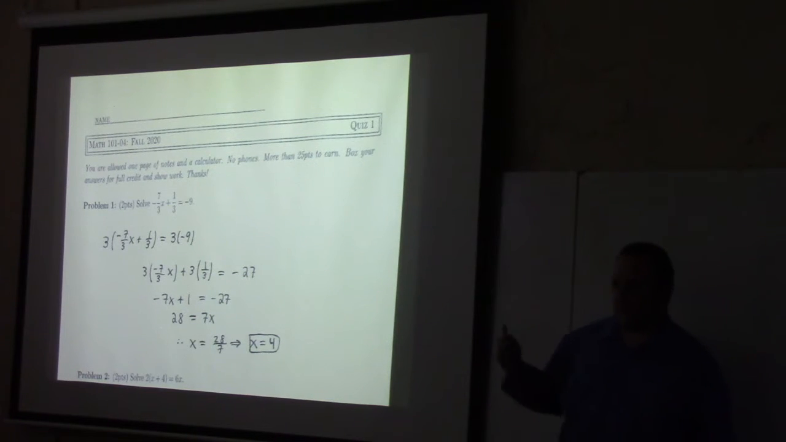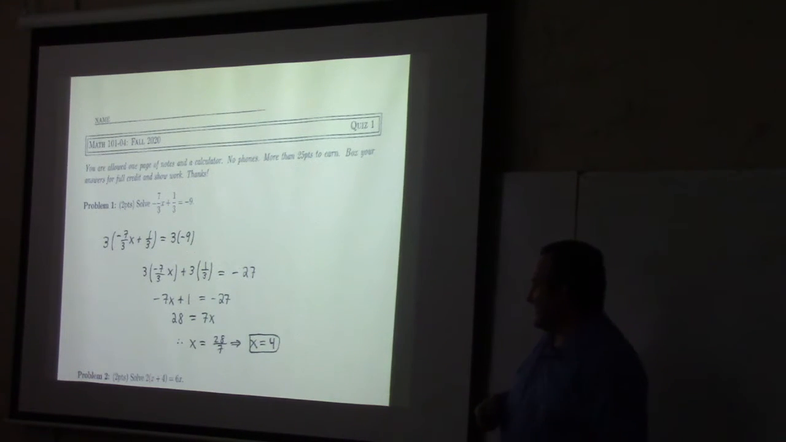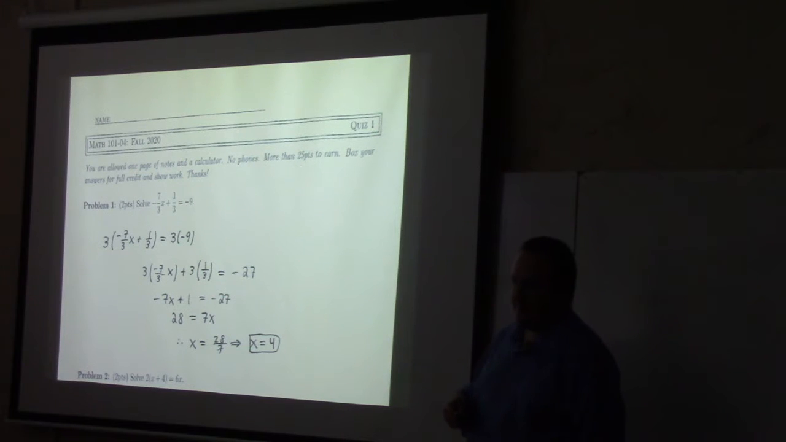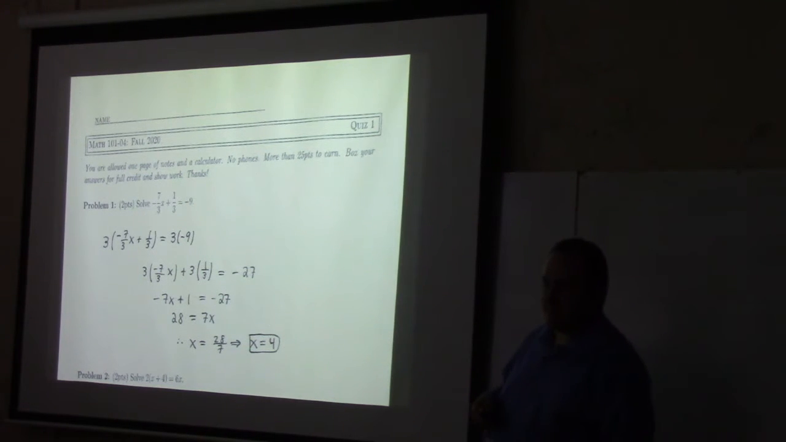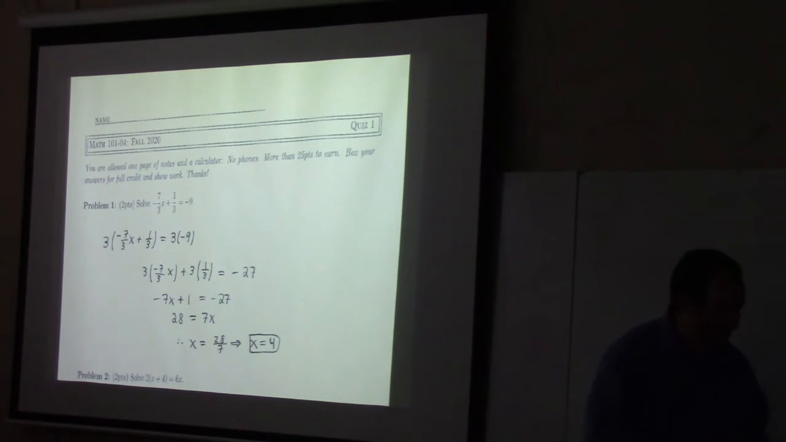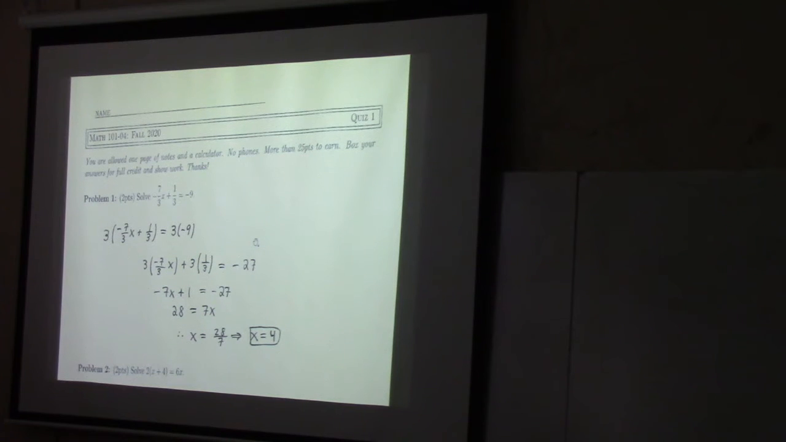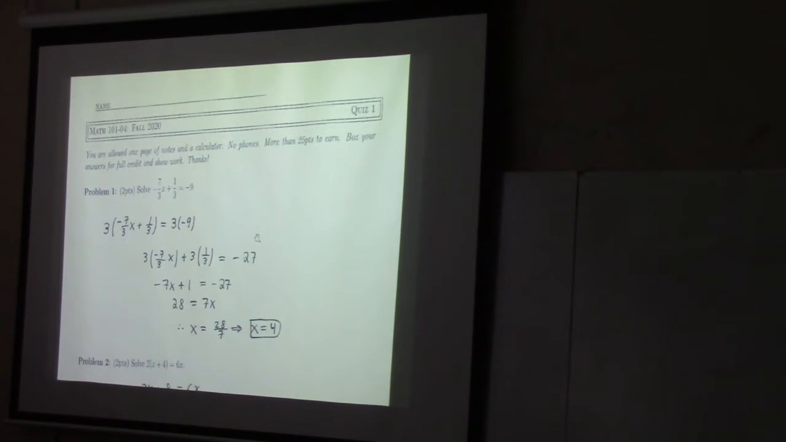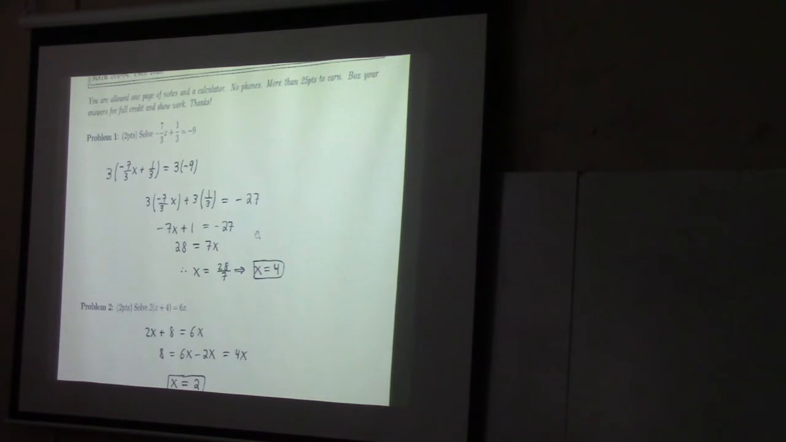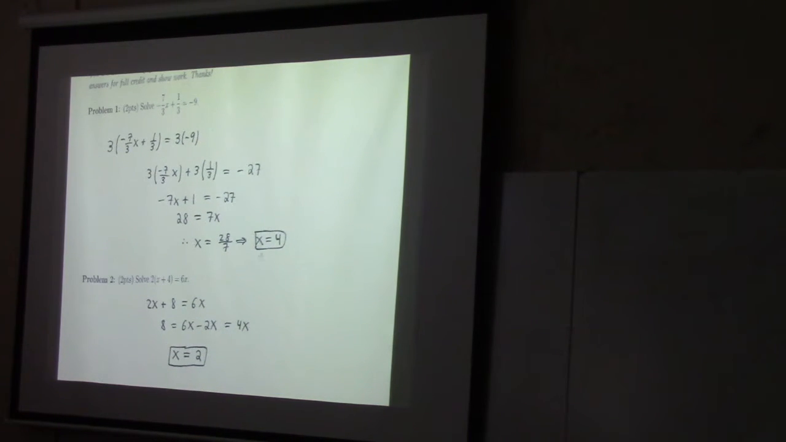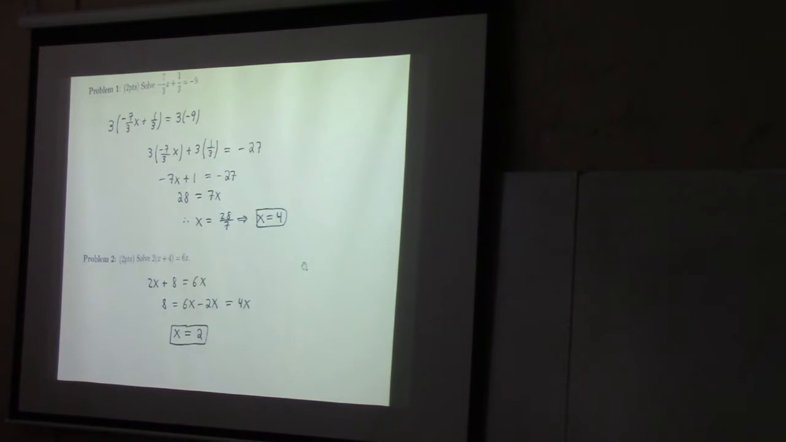Like, teacher, I left it as 28 over 7. Are you going to take off a point? I mean, no. 28 over 7 is a perfectly fine answer, but certainly x equals 4 is the more tasteful answer. I would like you to simplify reasonably uncomplicated fractions like that when you can, because most people want you to, so I probably should too, so I can be a conformist.